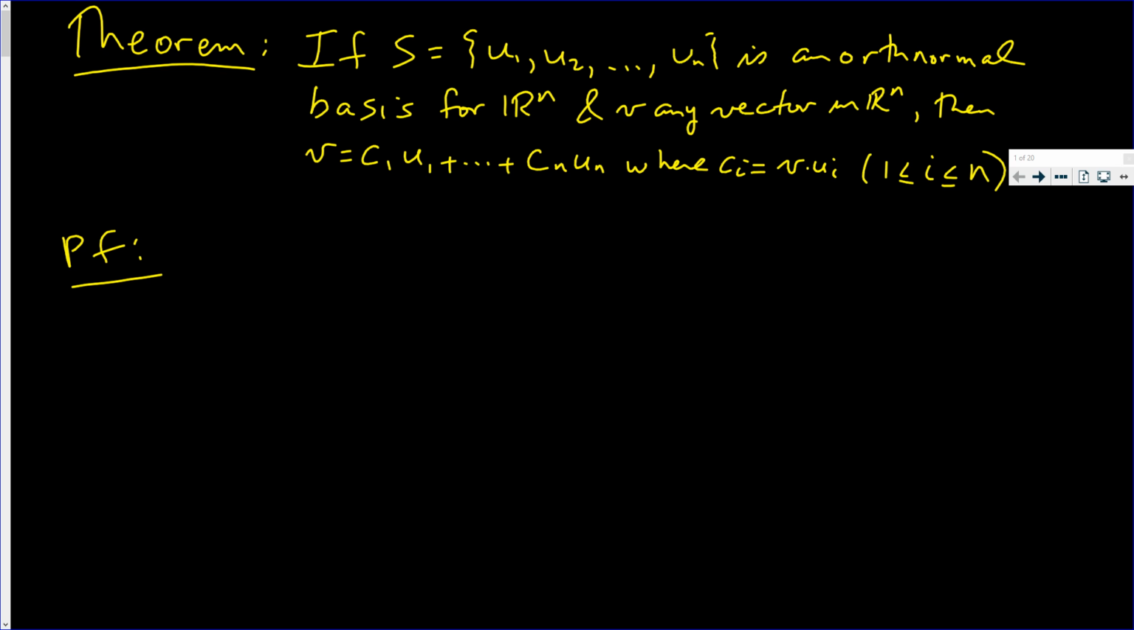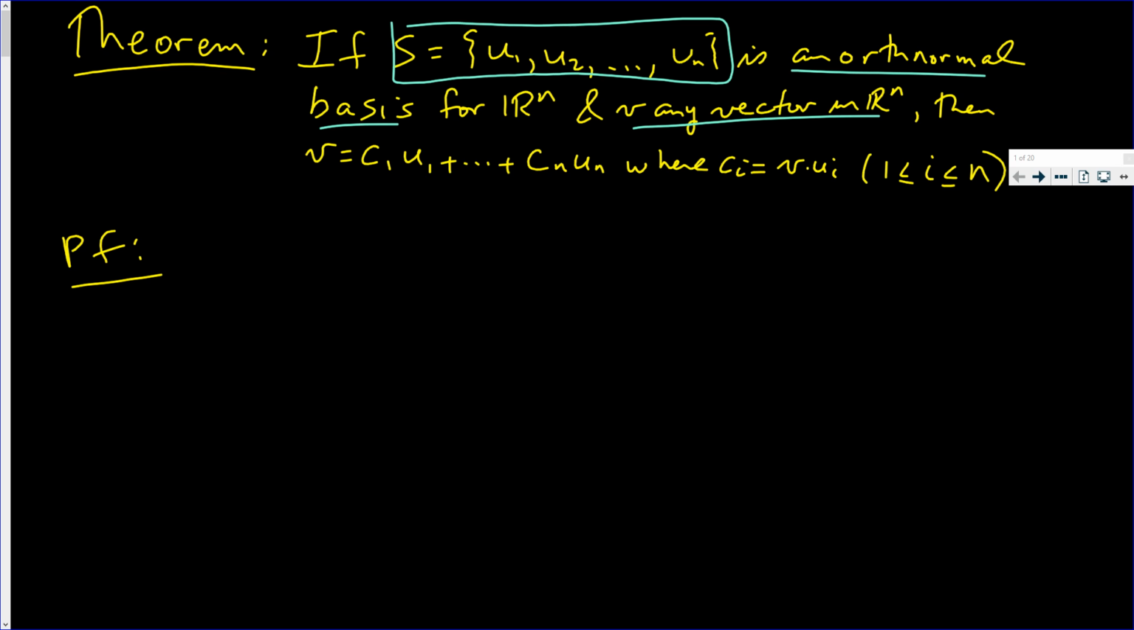In this video, we're going to prove the following. If this set here is an orthonormal basis for Rn, and V is any vector in Rn, then V can be written this way, where the c sub i is v dot u sub i. Of course, i is from 1 to n. So here's how you would prove such a theorem.